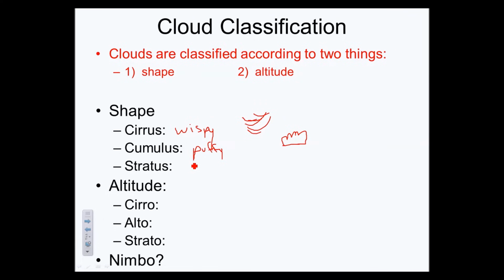Stratus clouds, those are layered clouds. So think of them as layers or maybe blankets. Okay, so I'm just going to put some layers like that. Okay, they're layered clouds. So those are the three main shapes of clouds. Now we need to get the altitudes. Cirro altitude means high.